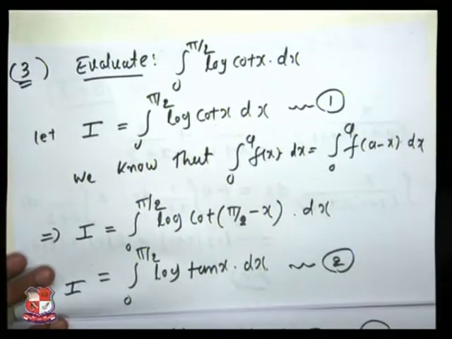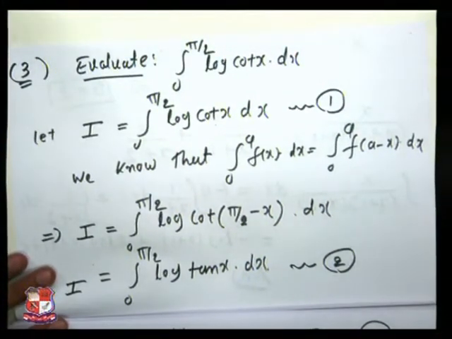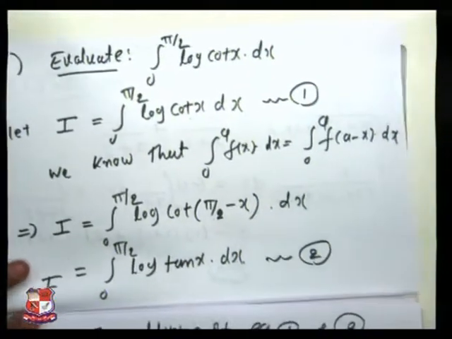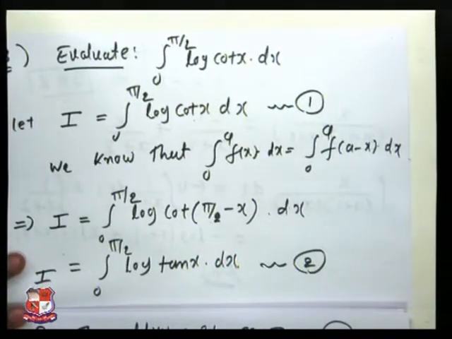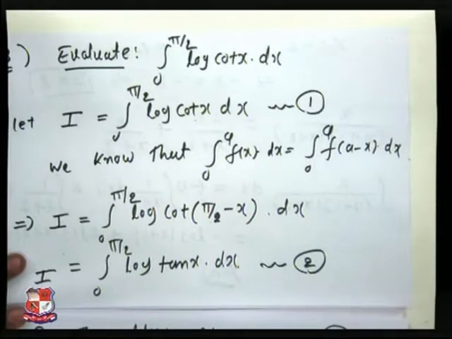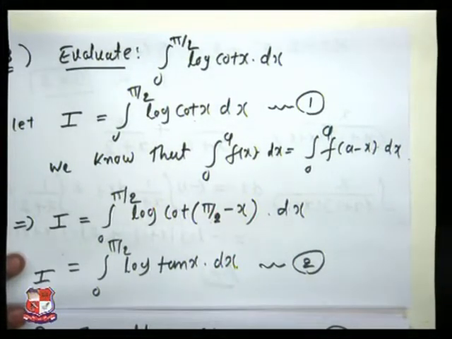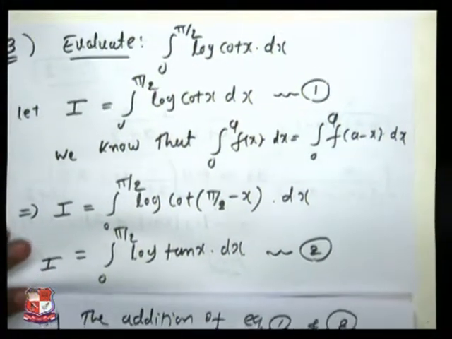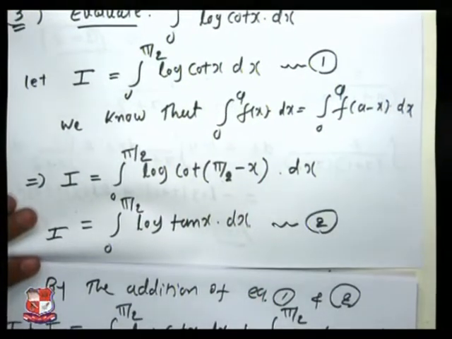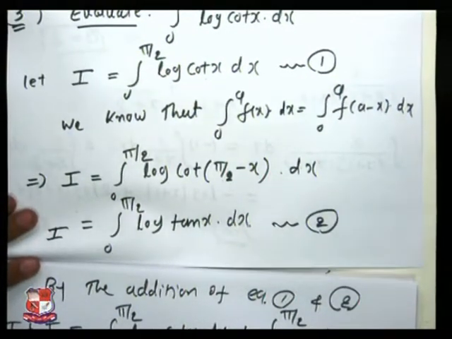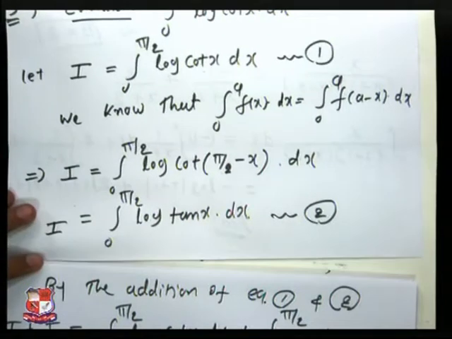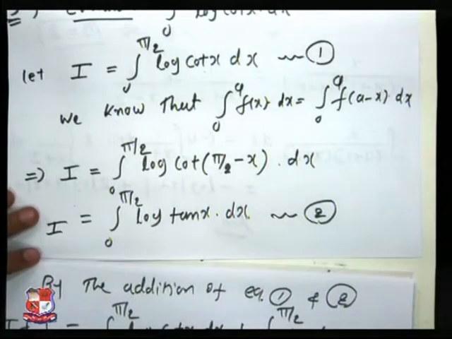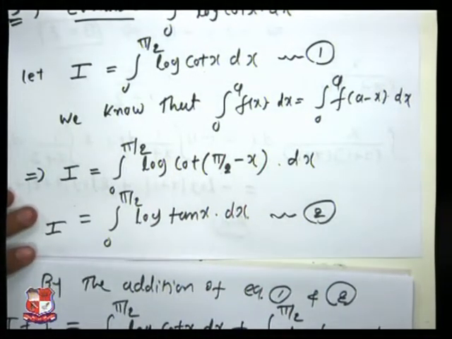Now take the integral from 0 to pi by 2 of log cot x. Let I be equal to the integral, and using the theorem that the integral from 0 to a of f of x dx is equal to the integral from 0 to a of f of a minus x dx, we will get I is equal to the integral from 0 to pi by 2 of log cot of (pi by 2 minus x). Cot of (pi by 2 minus x) is equal to tan x. So we will get I is equal to the integral from 0 to pi by 2 of log tan x dx.